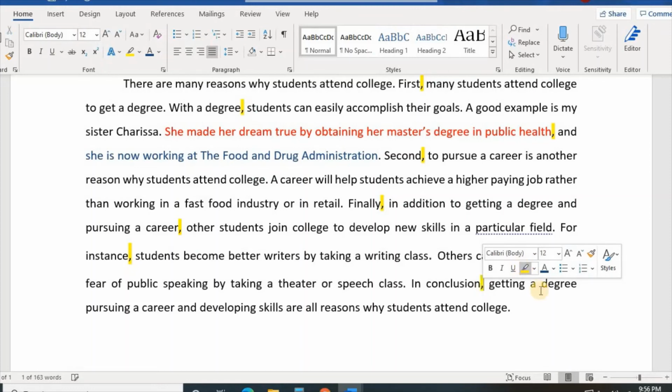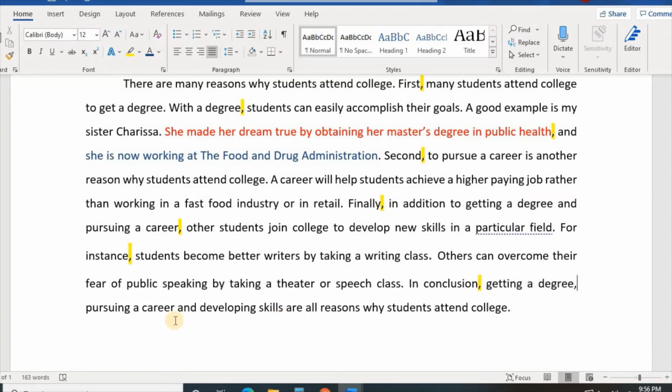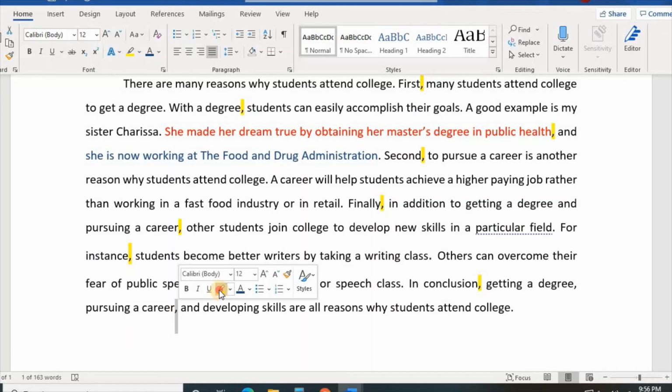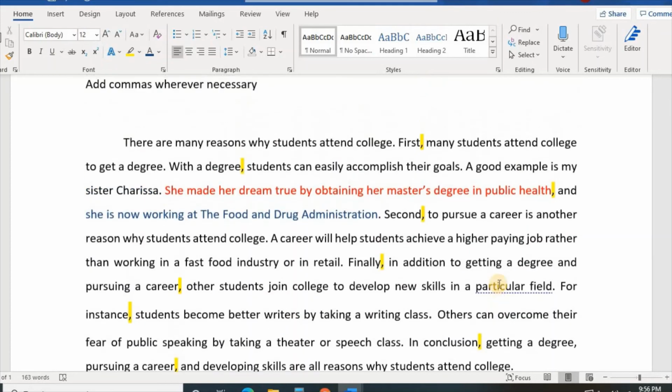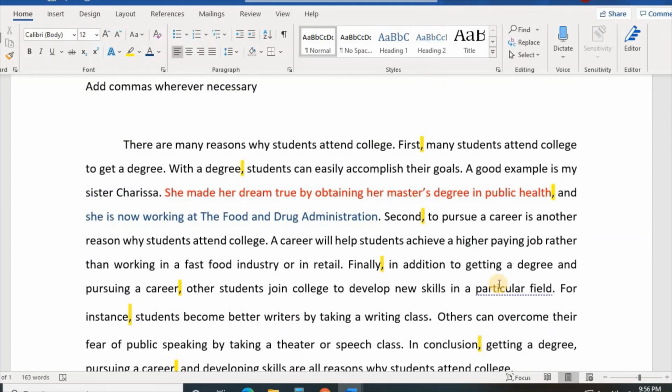Okay, and we continue. Getting a degree, pursuing a career, and developing skills. If you notice here, we have a list of items. The first one is getting a degree, so I need a comma after this first item. Pursuing a career, I need a comma after this second item in this list. And developing skills are all reasons why students attend college. Let me highlight this comma, and I think by highlighting this comma, I believe we're going to be done punctuating these sentences, or in other words, adding commas to this paragraph.